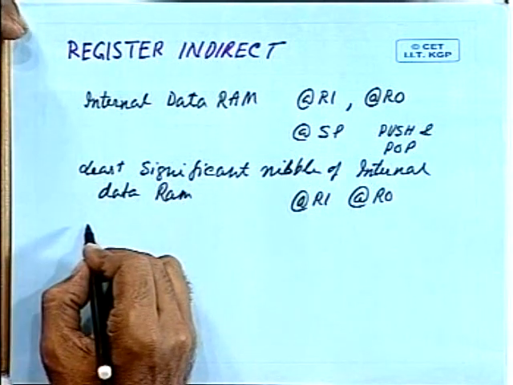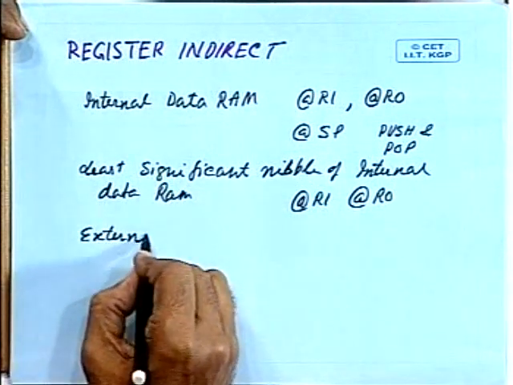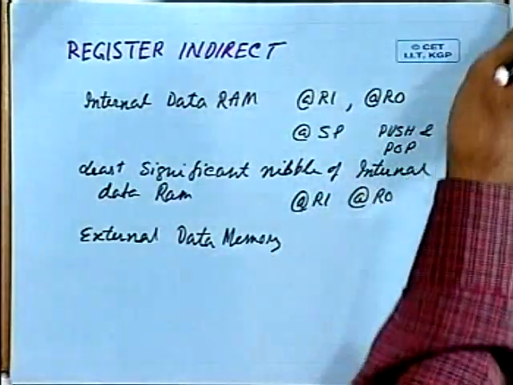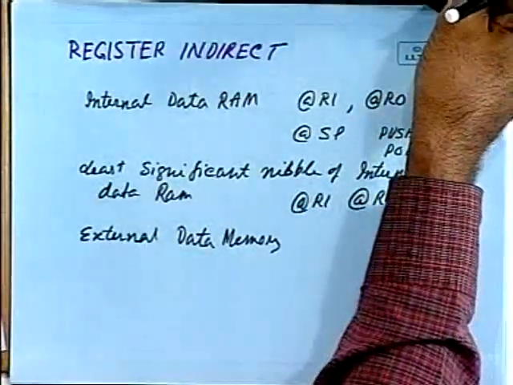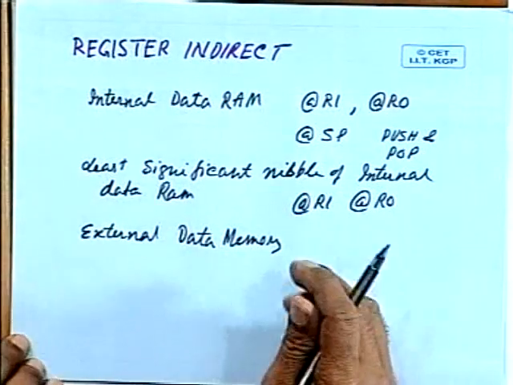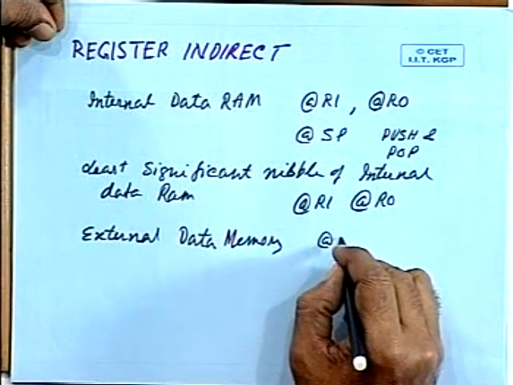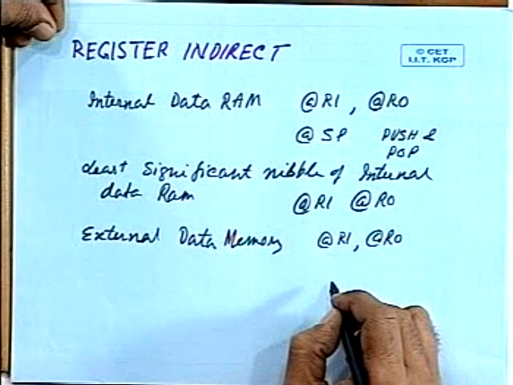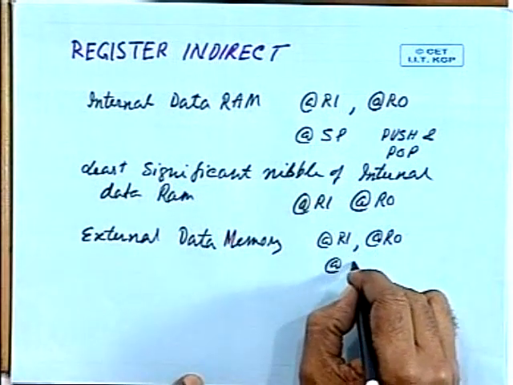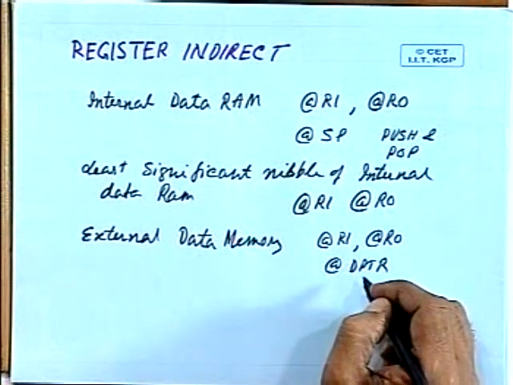Then you can also access the external data memory. We have seen that apart from the internal data memory, you have got the external data memory, which is external to the chip and available from 0000 to FFFF. That also can be accessed. That size is quite big. Whenever it is within the 256, then you can use R1 or R0. But if you are accessing beyond that, 16-bit, then you have to use the data pointer, DPTR. So data pointer will provide the indirect address.